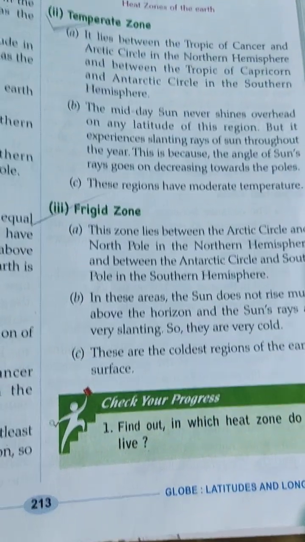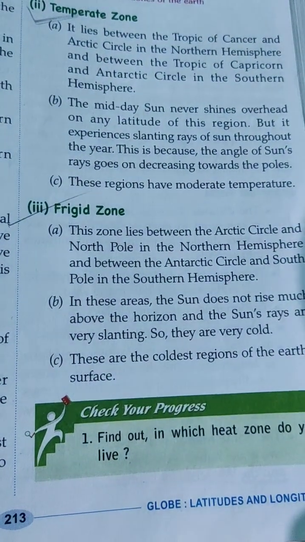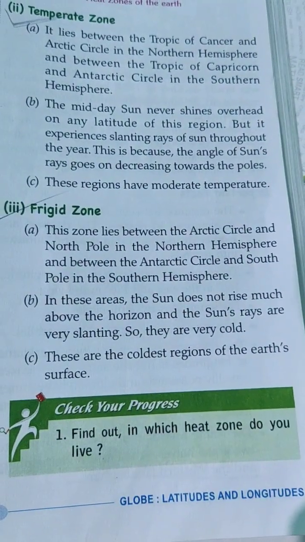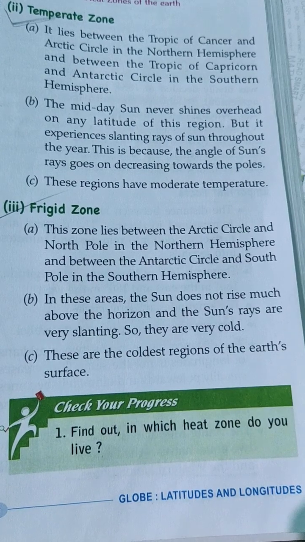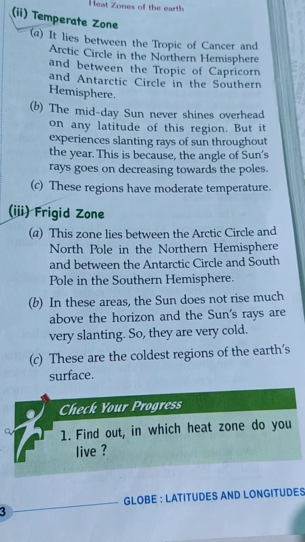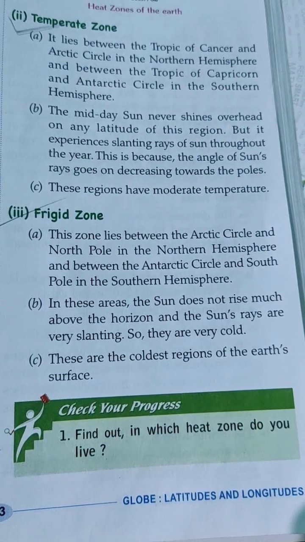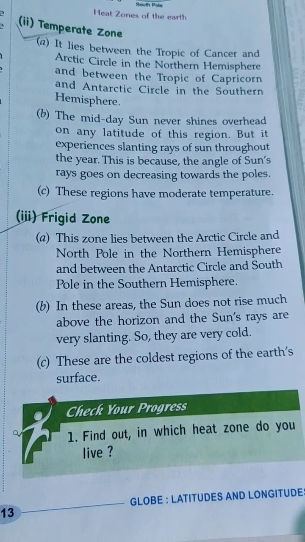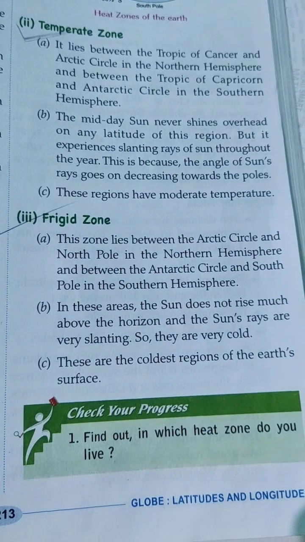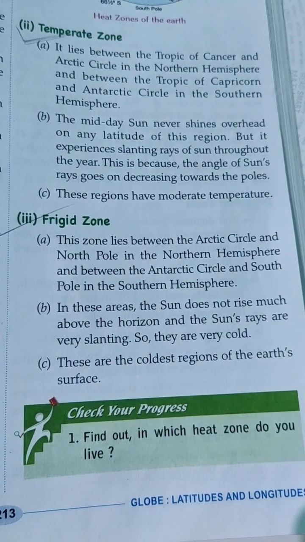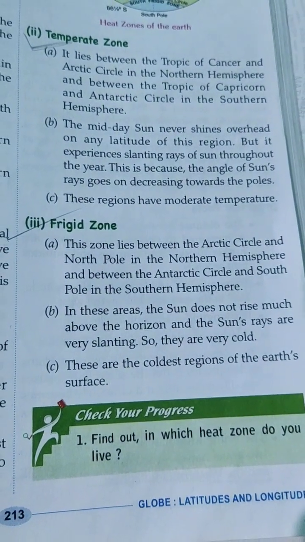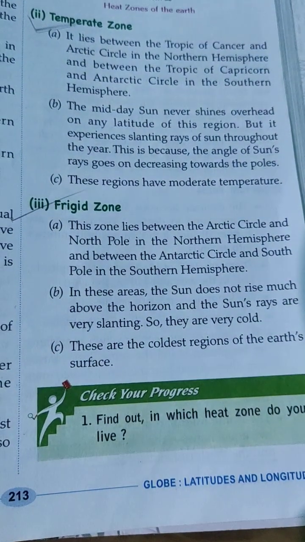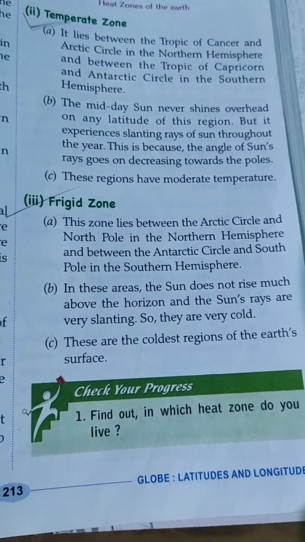Next we will discuss frigid zone. This zone lies between the Arctic Circle and North Pole in the northern hemisphere and between the Antarctic Circle and South Pole in the southern hemisphere. In these areas, the sun does not rise much above the horizon and the sun rays are very slanting, so they are very cold. These are the coldest regions of the earth's surface.